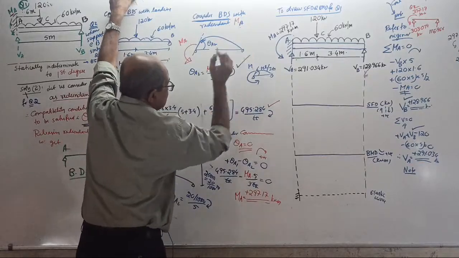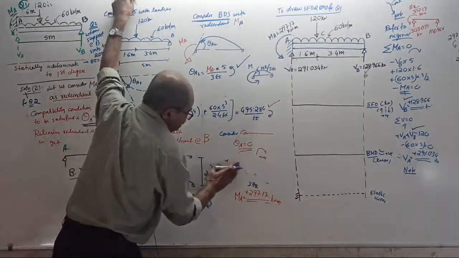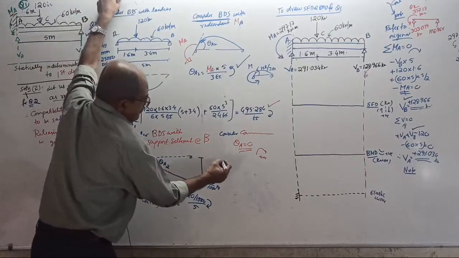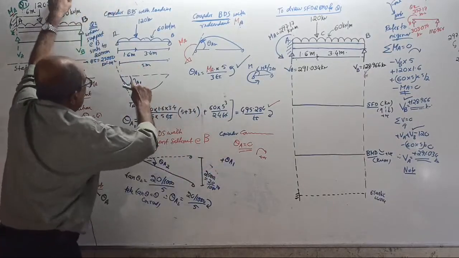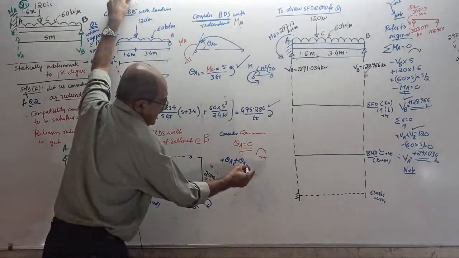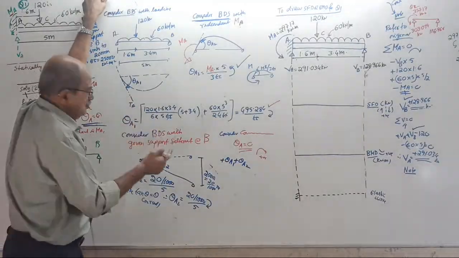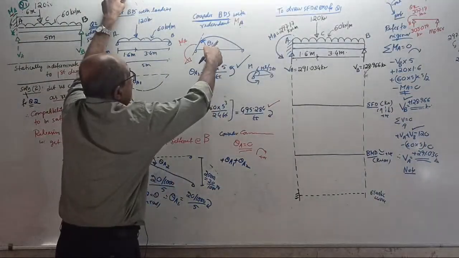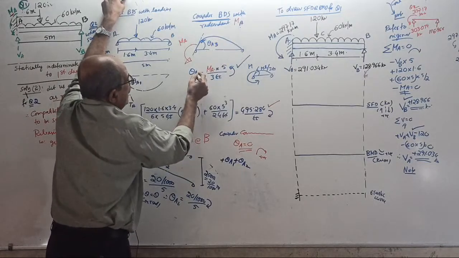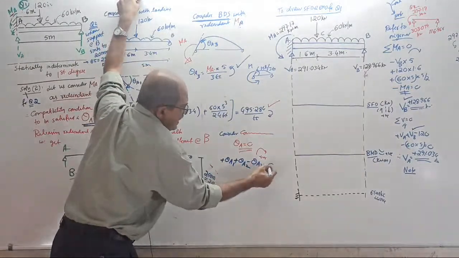This is same as last time. Therefore, consider theta A equal to 0, clockwise positive. Now your answer is theta A1 plus theta A2, because it is clockwise. Remember, plus theta A2. Then, lastly, this will become theta A3. Theta A3 is anticlockwise. Minus theta A3 equal to 0.